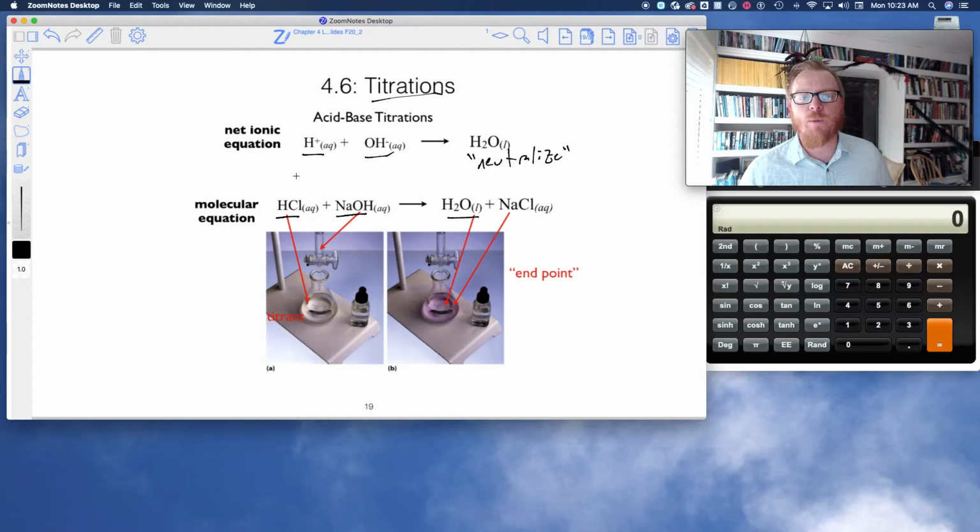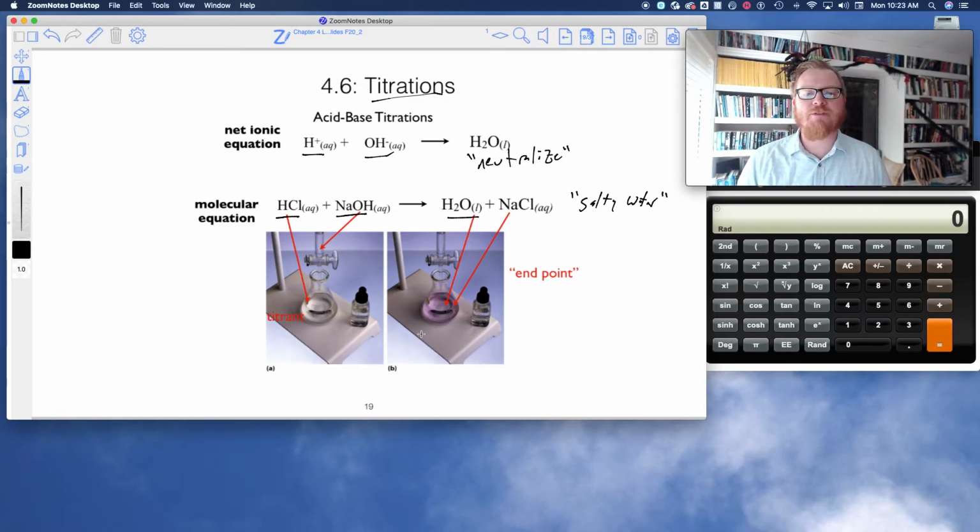So technically, when we react a strong acid and a strong base, when we titrate them, we end up with salty water. So salty water is our product of an acid-base neutralization. And by neutralization, we're saying the solution is no longer acidic nor basic. It's just salty water, salty neutral water, okay?